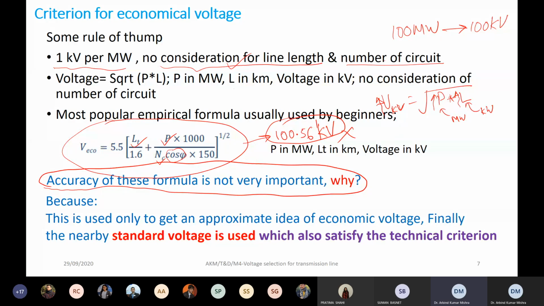Yes. Why? What I mean is this: whatever economical voltage we are calculating, it's just an idea. It's something near the economical voltage, because we are not going to use this voltage exactly. Rather, we are using a voltage nearby, of course, but a standard voltage, and that standard voltage also mandatorily should satisfy the technical requirement.